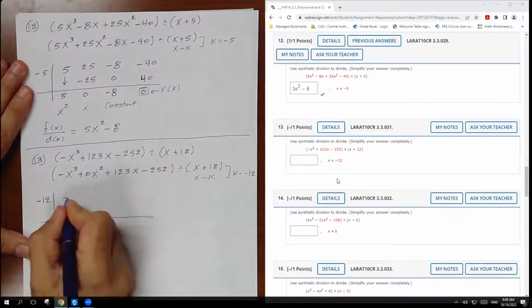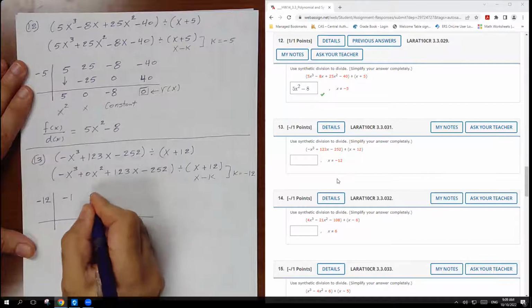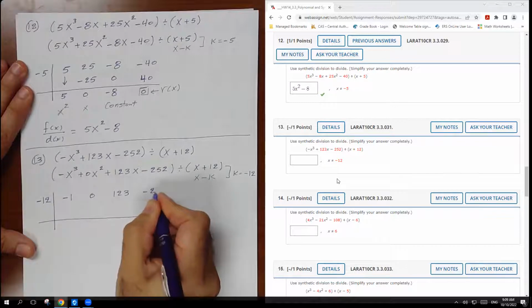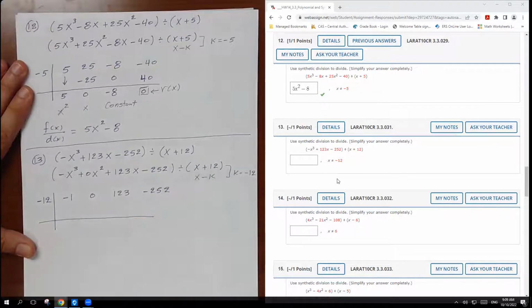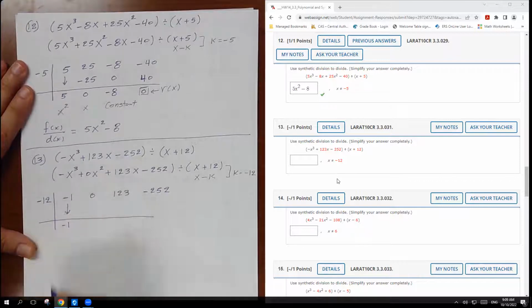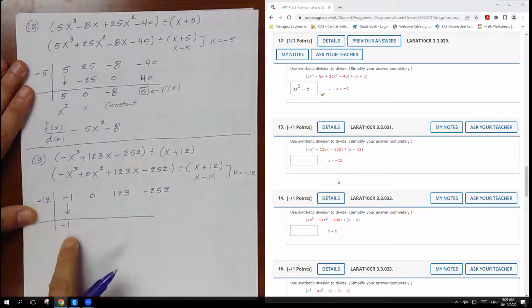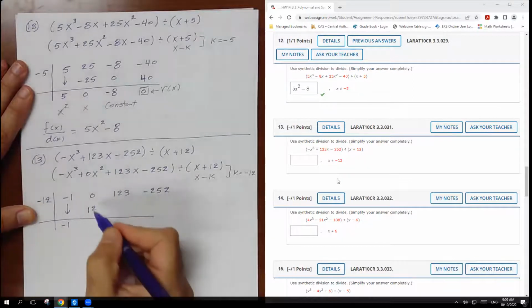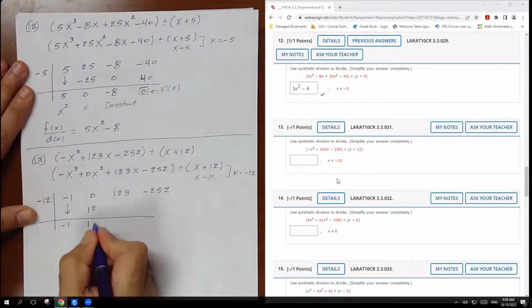Write down the coefficients. Here's negative 1, 0, 123, and negative 252. Now let's check how we're going to use synthetic division to find this. So the first one is negative 1. Always I'm going to write down this number. Then negative 12 times negative 1 is going to be 12. 0 plus 12 is going to be 12.